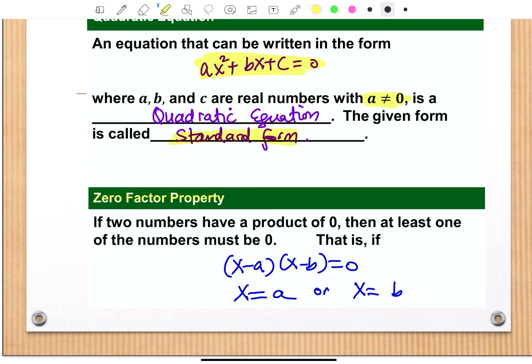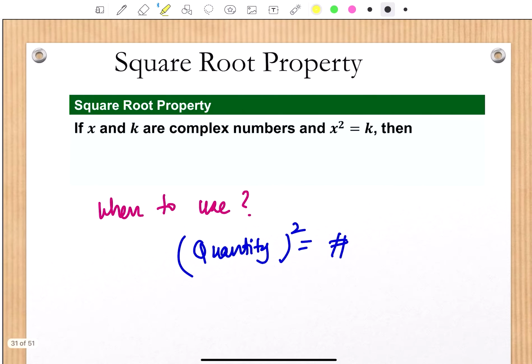Zero product property we've talked about before when we solved quadratic equations using factoring. If two numbers have a product of 0, then one of them must be 0. If x minus a times x minus b is 0, then either x minus a is 0 or x minus b is 0, which means either x is equal to a or x is equal to b.